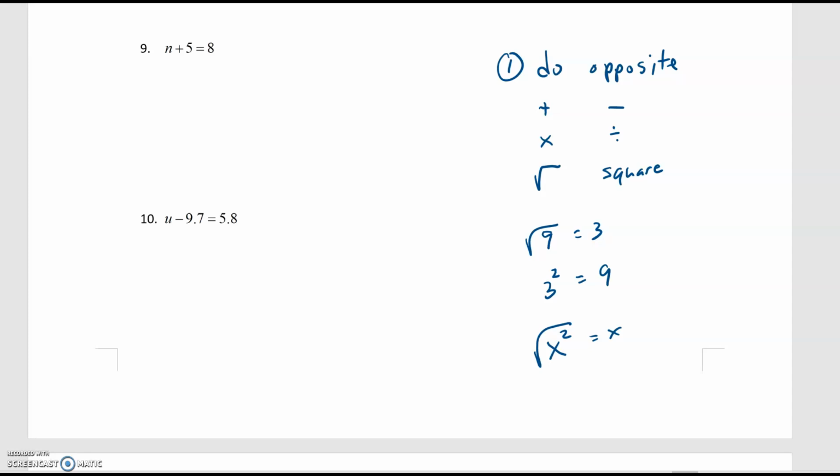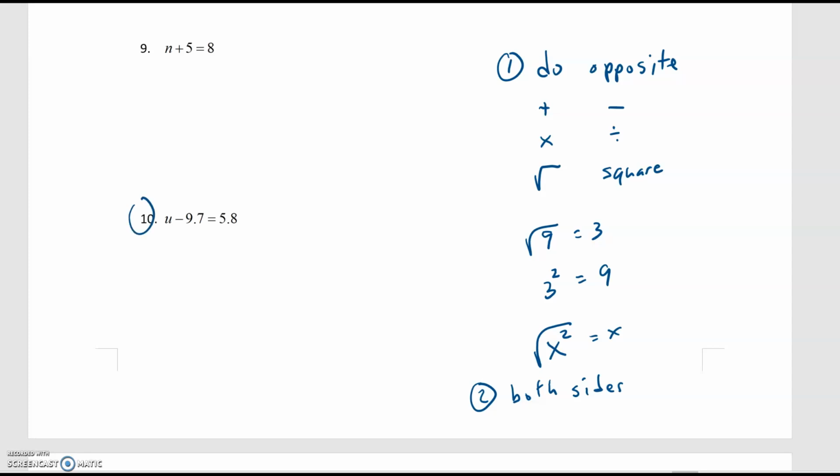All right, so that's the first major idea. Now, the second major idea is you do the opposite on the other side. Sometimes people like to say both sides. You do the opposite thing on both sides. That's the standard practice in most algebra courses. So let's take a look at number 10 here.